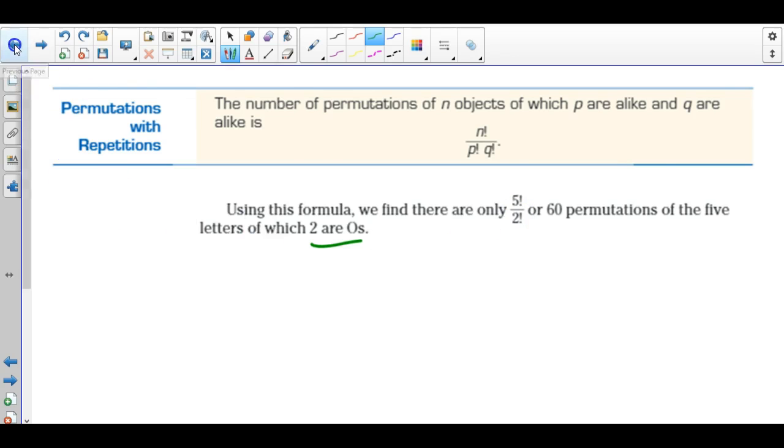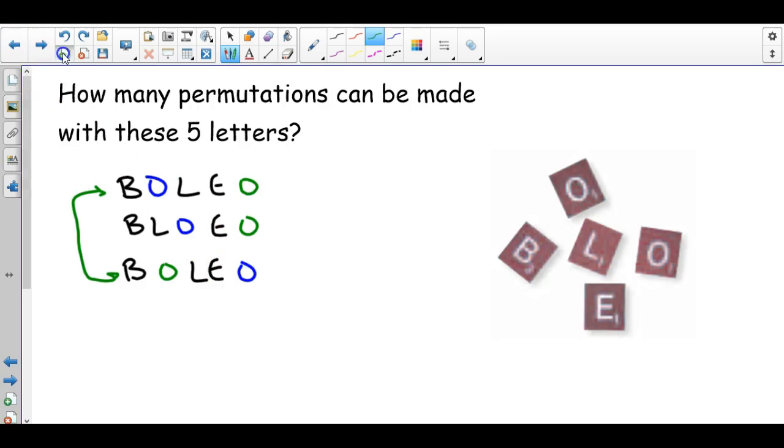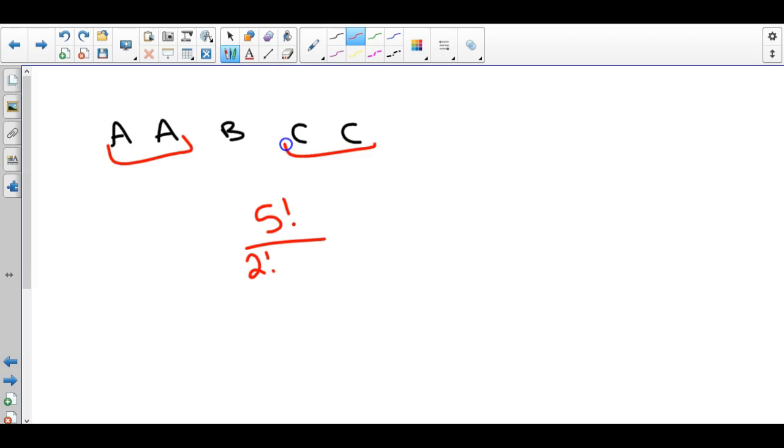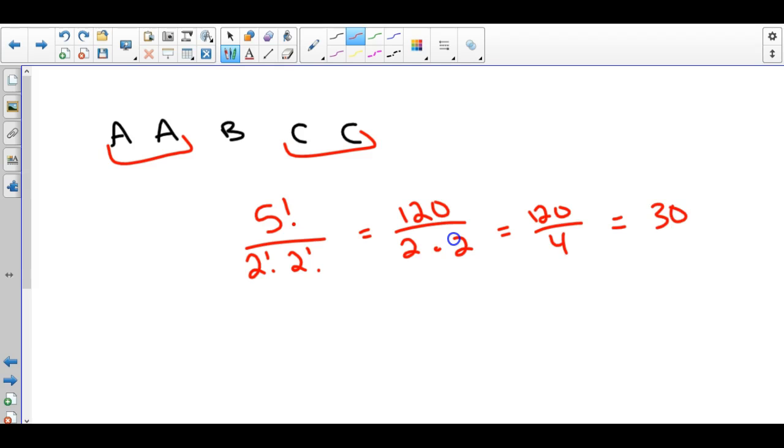So I could go back to that same example, and I could just make 5 other different letters. Let's say I have A, A, B, C, and C. What we would notice then is I still have 5 letters. However, I have 2 of the A's, and I also have 2 of the C's. So you could evaluate this by, again, 5 factorial is 120, 2 factorial is 2, and the other 2 factorial is 2. So what I would really have is this, and that is going to really narrow down the number of possible combinations, or permutations really.